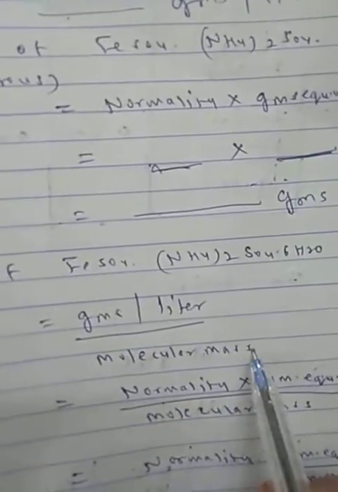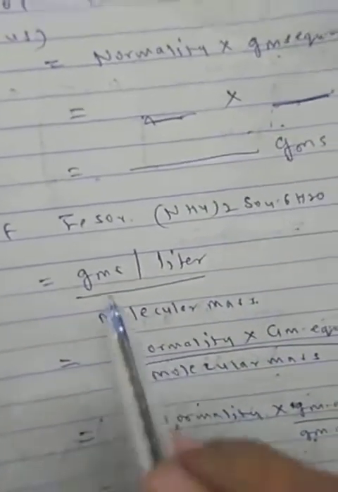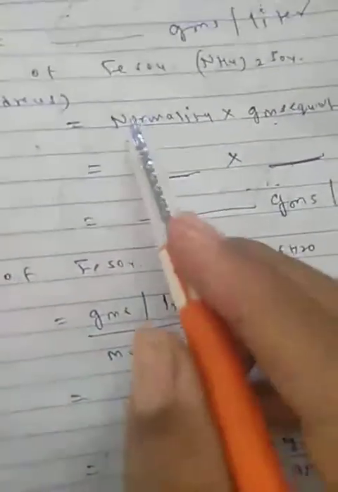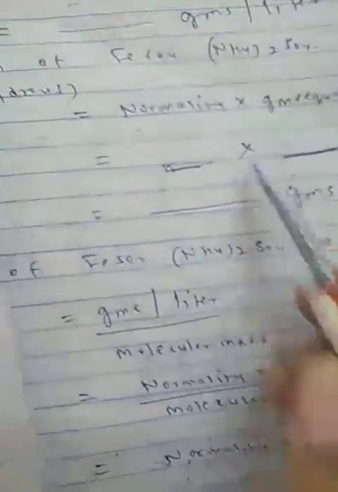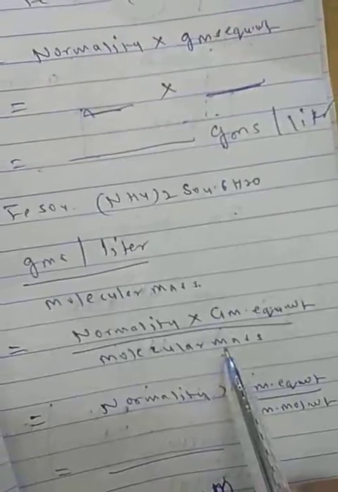Now the next calculation is the molarity of ferrous ammonium sulfate. The molarity of ferrous ammonium sulfate 6H2O is equal to grams per liter divided by molecular mass. Again you know, as we taught before, grams per liter is equal to normality into equivalent weight. So molarity is equal to normality into equivalent weight divided by molecular weight is equal to this, and this will come in molar form. So you have to write M, molar.